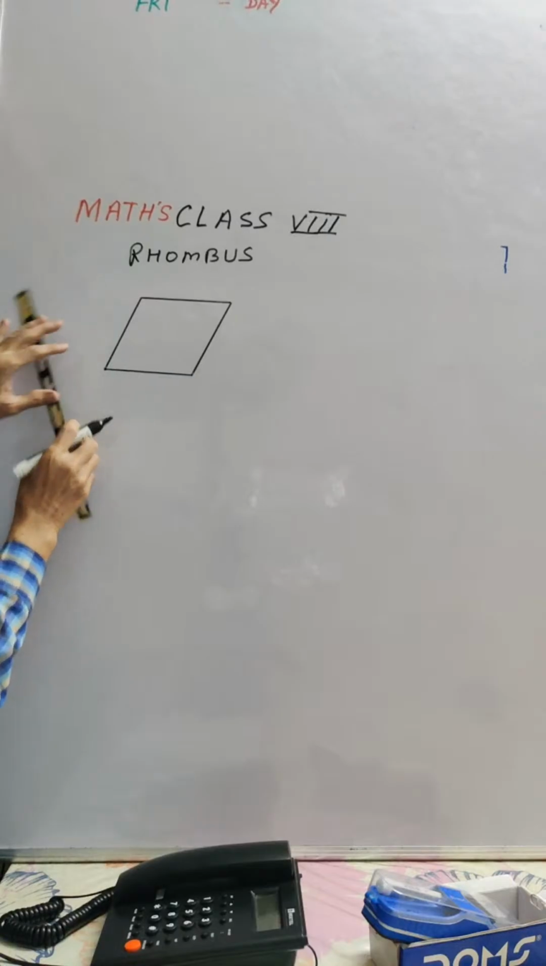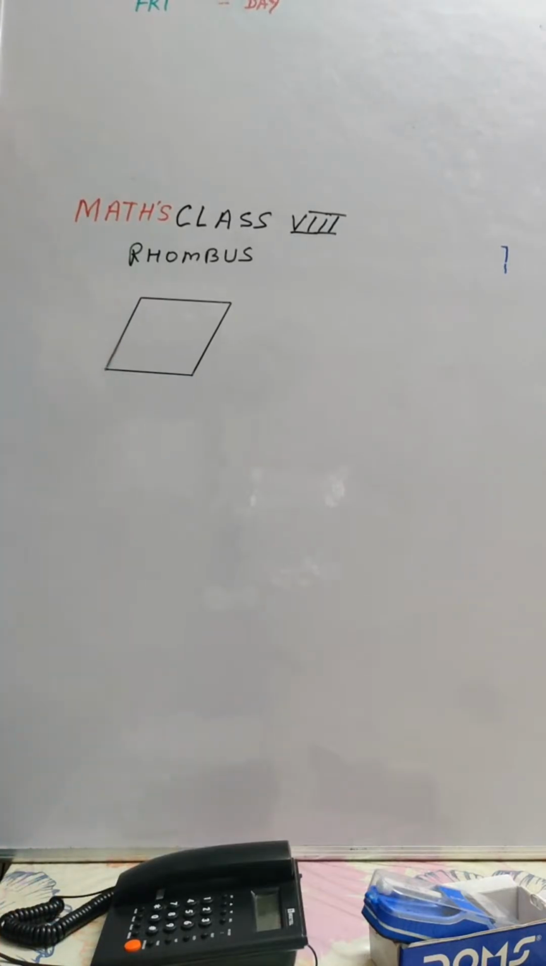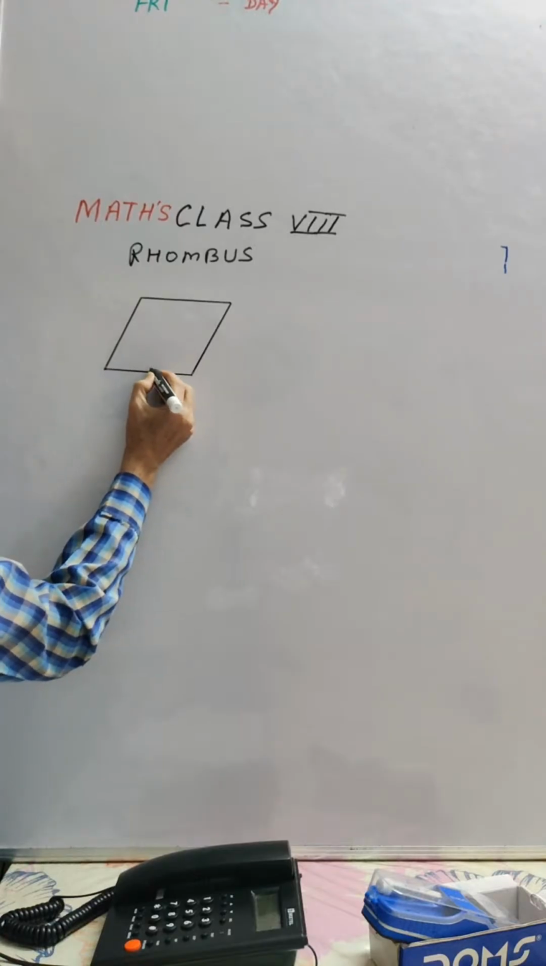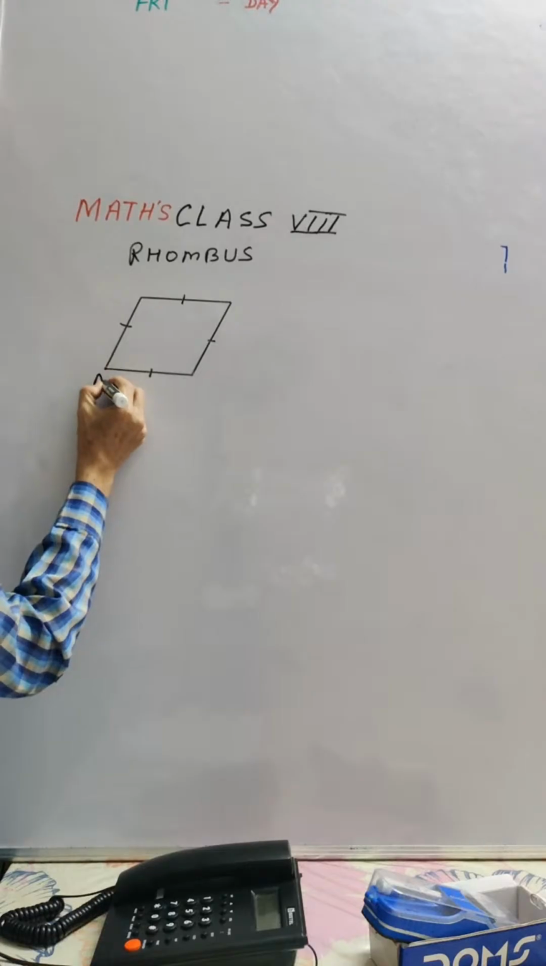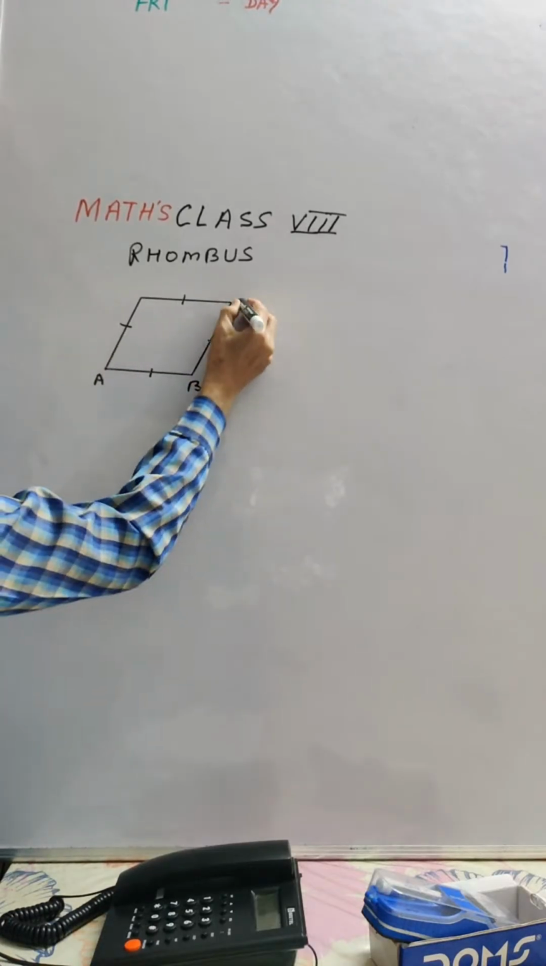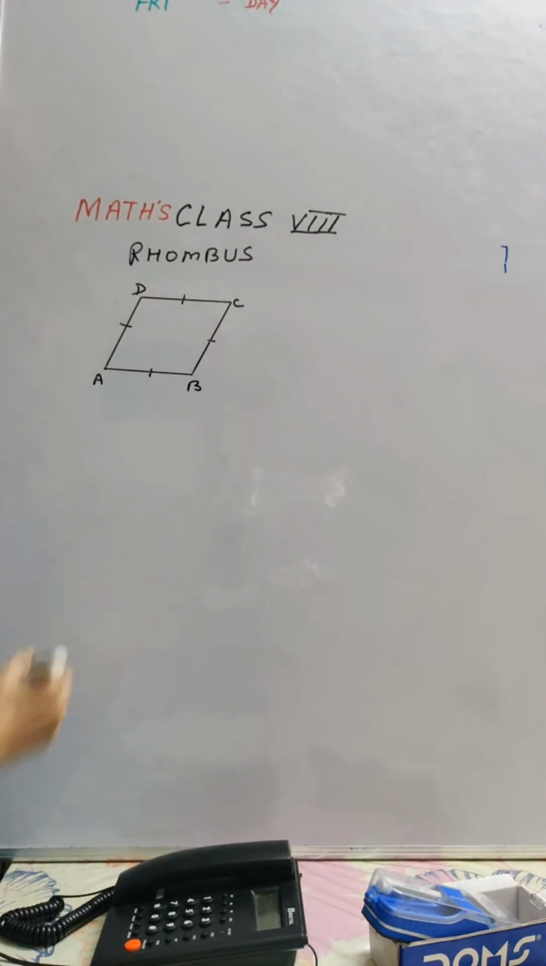This is rhombus in which opposite sides are equal, or all the sides are equal. In this rhombus, all the sides are equal. This side is equal to this, this. Name it A, B, C, D. So now we shall study the properties of rhombus in this video. Properties of rhombus.